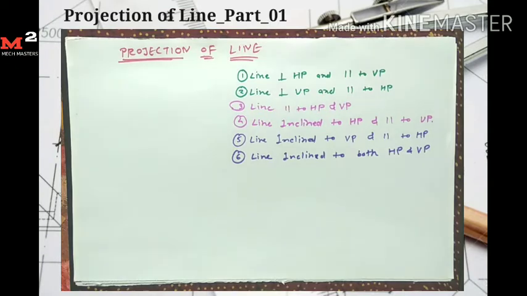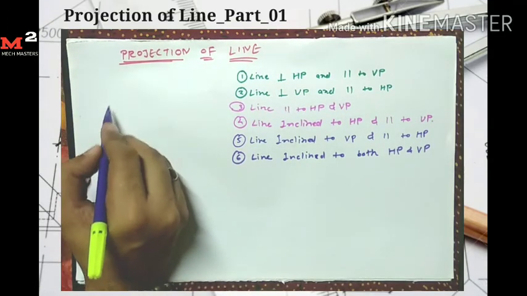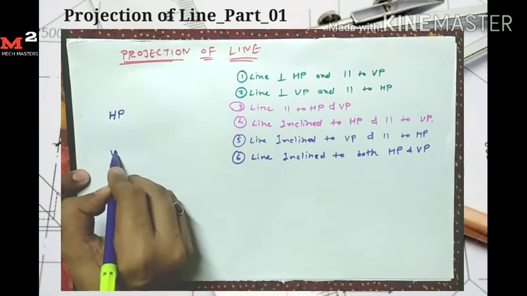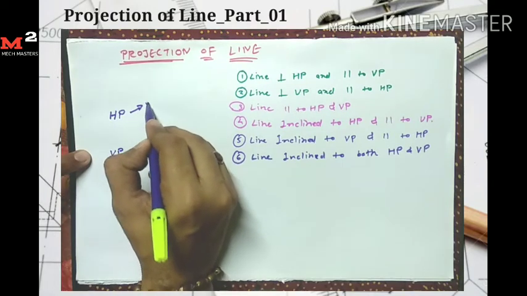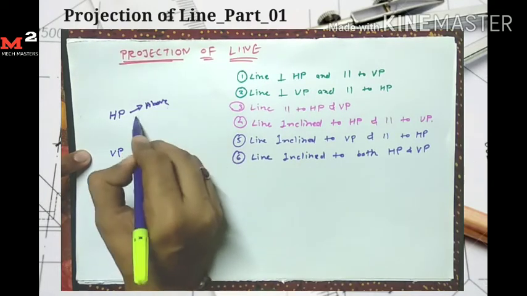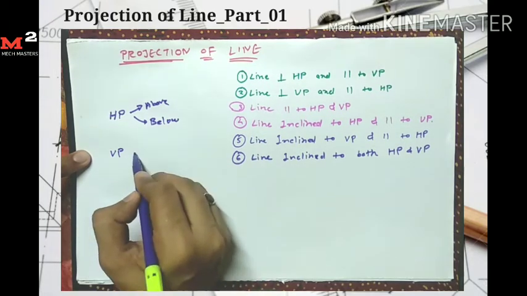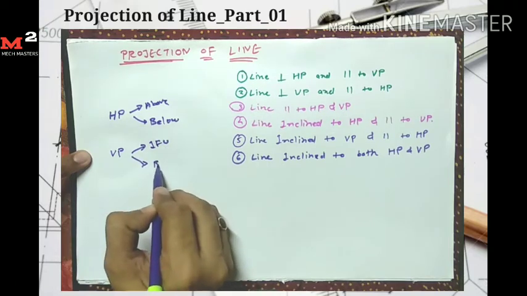Before starting the projection of line, first we revise the main topics that we learned in projection of point. In projection of point, we learned that for representing the point we have two conditions, one with respect to HP and one with respect to VP. With respect to HP, either the point is above HP or below HP. And with respect to VP, either the point is in front of VP or behind VP.